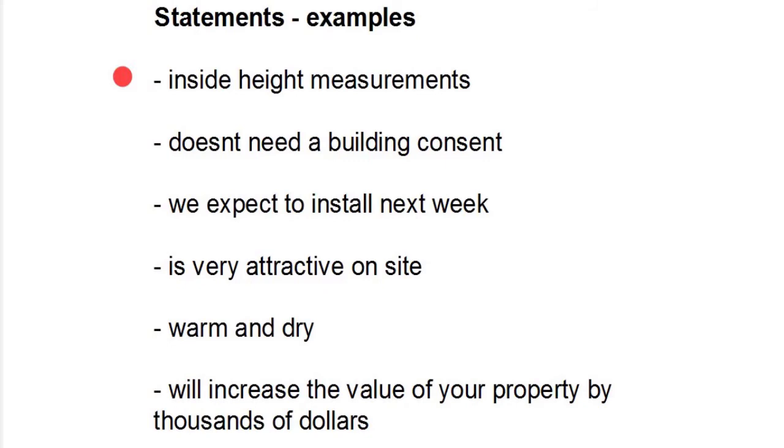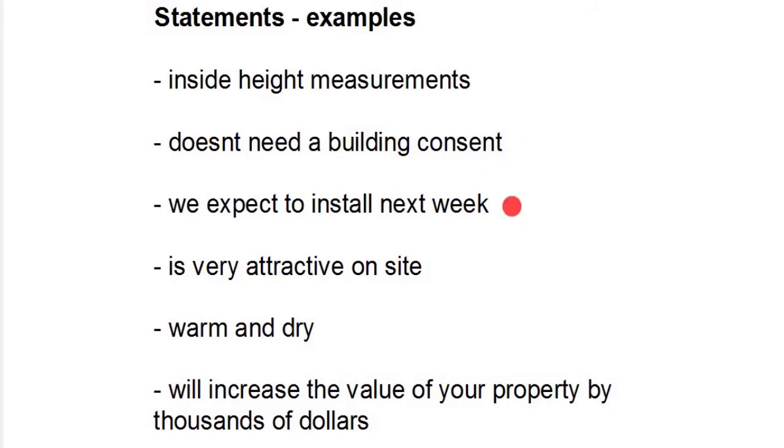An employee gives an inside height measurement, which is wrong. They say it doesn't need a building consent, which they may believe because they think they're only talking about the actual building, but we know that if it's got sanitation in it, it does need a consent. Now that could be considered to be an opinion, but it would certainly be the opinion of an expert. It could also more likely be considered a fact because it's easily proven.